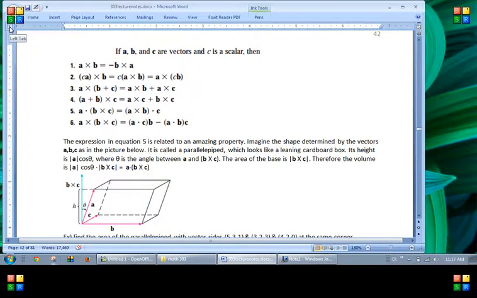So the volume of the entire thing is the magnitude of A times cos theta times the magnitude of B cross C. But look at that. That's just the definition of the dot product. So it's A dot B cross C. That gives you the volume of the parallelepiped. Amazing.